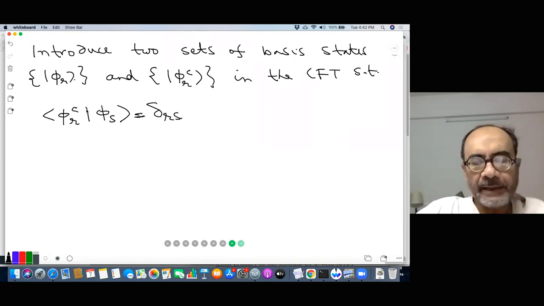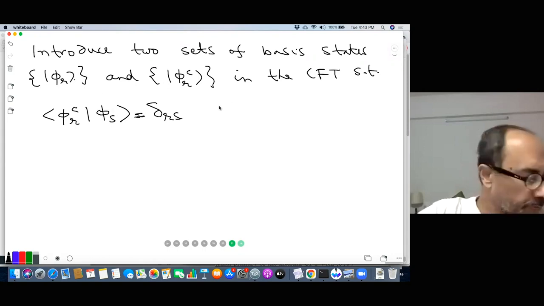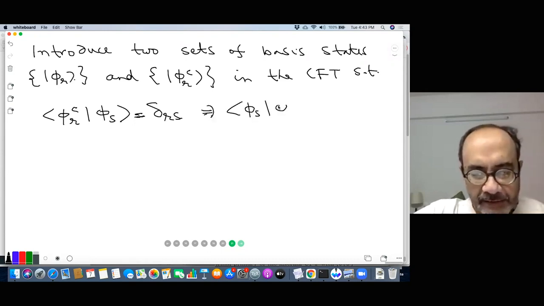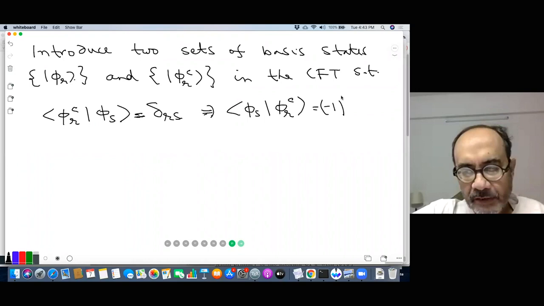I mean, it would have been inconvenient to use, for example, phi r phi s equal to delta rs, because in this inner product, as you know, the total ghost number has to be 6, right? So if phi s has ghost number 1, then phi rc must have ghost number 5. So the pairing is between different ghost numbers. That's why we need two different sets of basis states. Now this implies also the following condition: phi s phi rc is minus 1 to the phi s times delta rs.